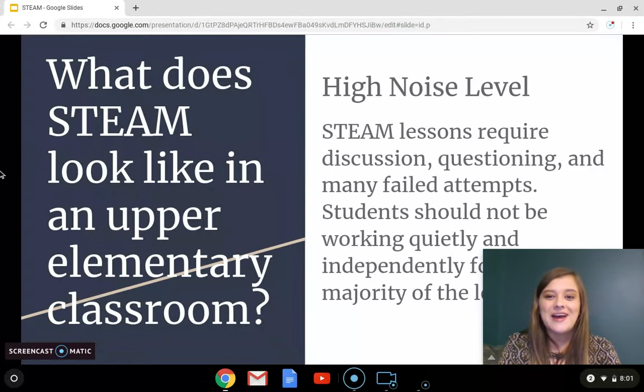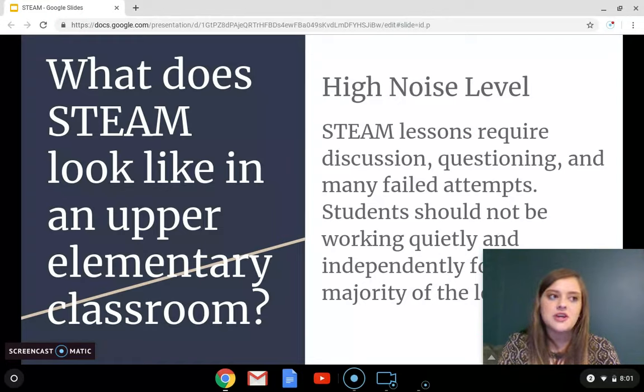STEAM is also high noise level. STEAM lessons require discussion, questioning, and many failed attempts. And honestly, students are going to be talking about what they did wrong, what other students are doing right. They're going to be looking at other groups, but it's going to be loud. It's definitely not going to be working quietly and independently for the majority of your lesson.